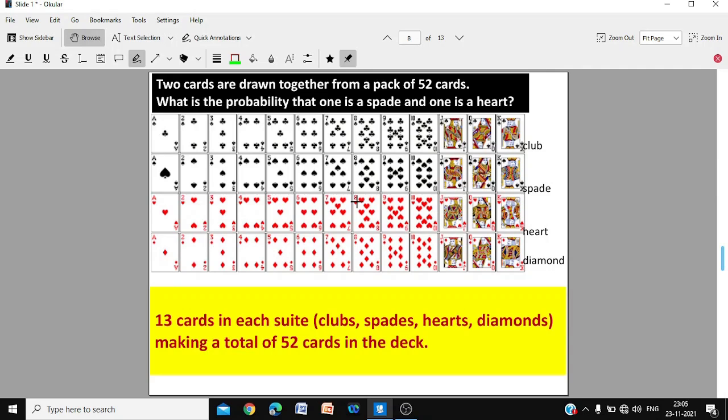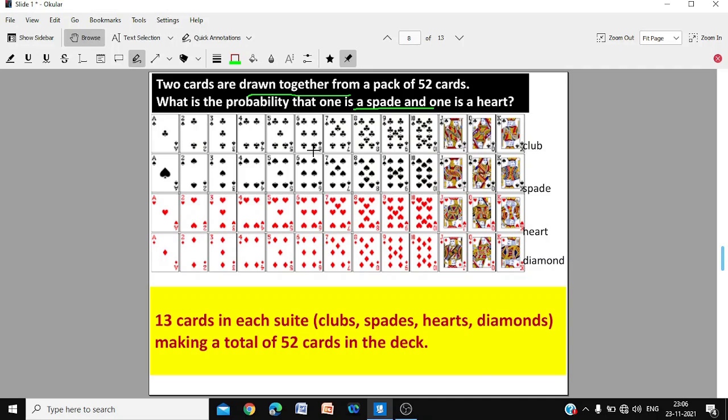2 cards are drawn together from a pack of 52 cards. What is the probability that one is a spade and one is a heart? Now 2 cards being drawn together is equivalent to 1 card being drawn first and then another card being drawn. That means two cards drawn one after another is the same as drawing two cards at a time. So we will suppose that, instead of two cards being drawn together, first one card is drawn and then another card is drawn.